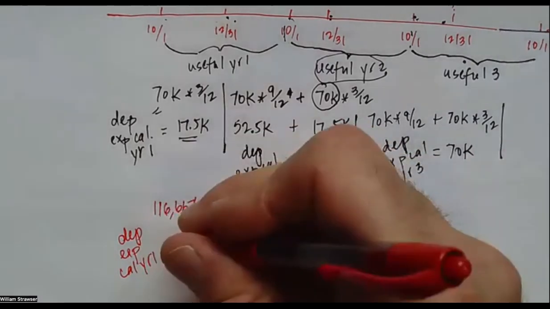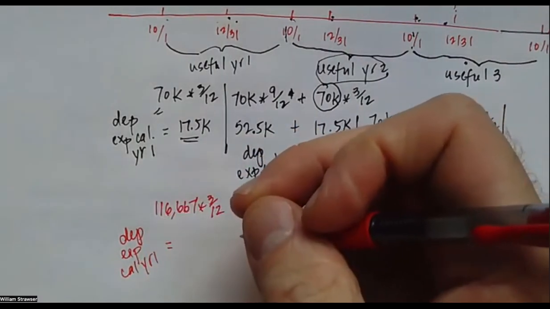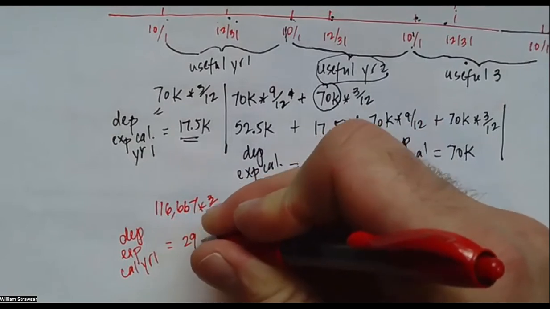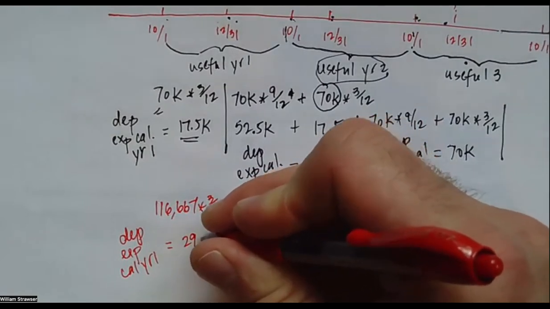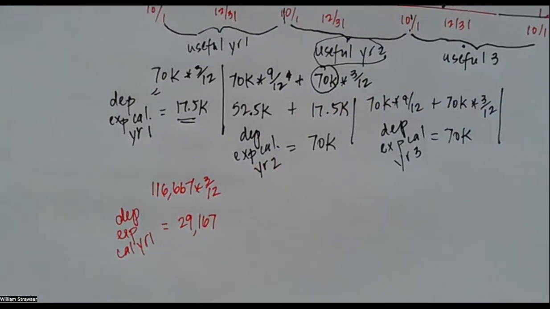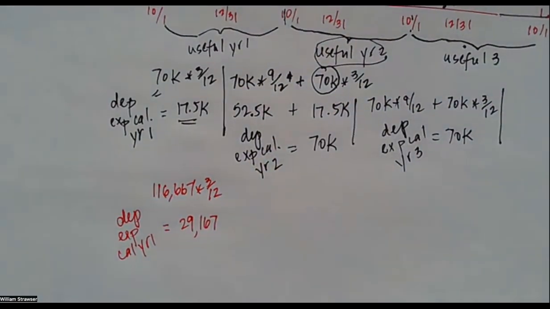This one doesn't come out to be quite as round. It is 29,166.75, but I'll just round it to 29,167.